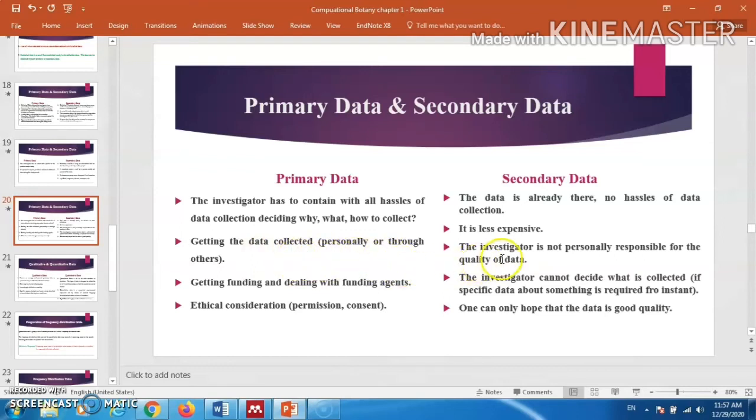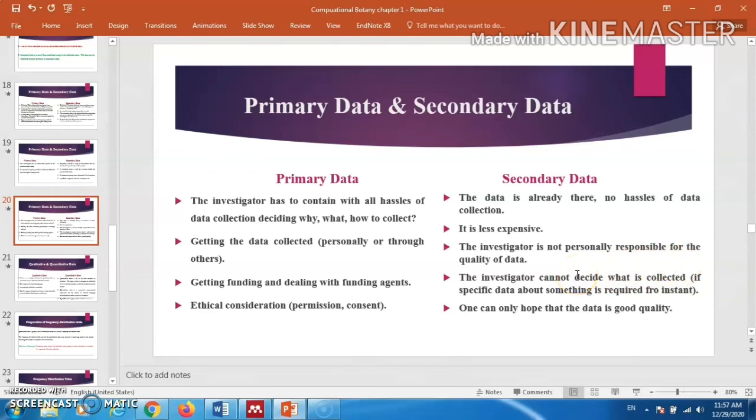So in the second point, getting the data collected personally or through others. Then in the second point, it is less expensive. In case of primary data, getting funding and dealing with funding agents is the most tedious task. Then the investigator is not personally responsible for the quality of data.